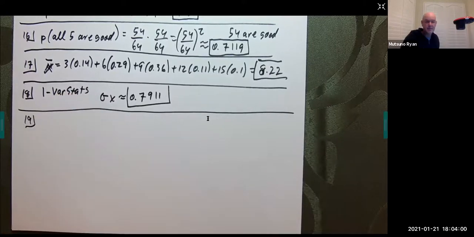Number 19. So now we're to expected value. So suppose you buy one ticket for $1 out of a lottery of 1,000 tickets where the prize for the winning ticket is to be $500. What is your expected value?